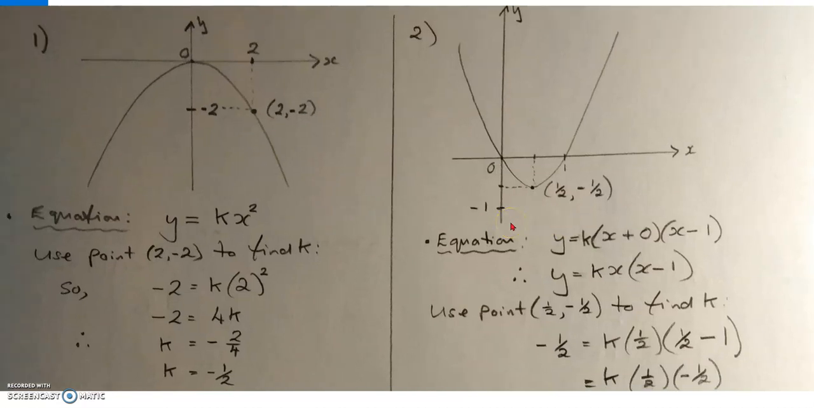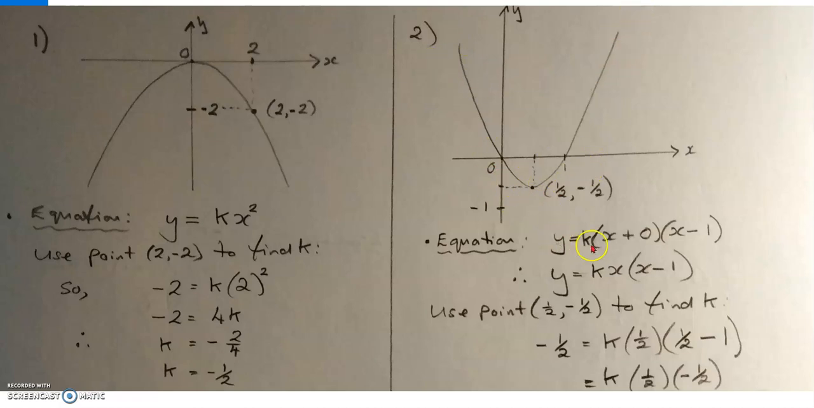Now this time, unfortunately, you're playing with fractions, so you need to be good at playing around with fractions. This one goes through the origin there, and it goes through the x-axis there. And there is a turning point here at 1/2, minus 1/2. Now, we know it's a parabola, and it's a positive parabola.